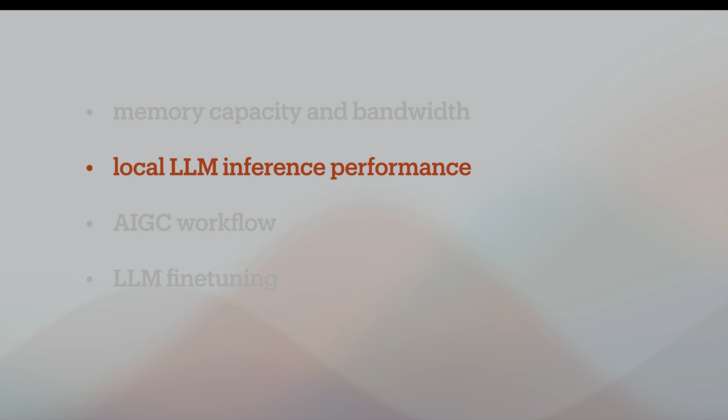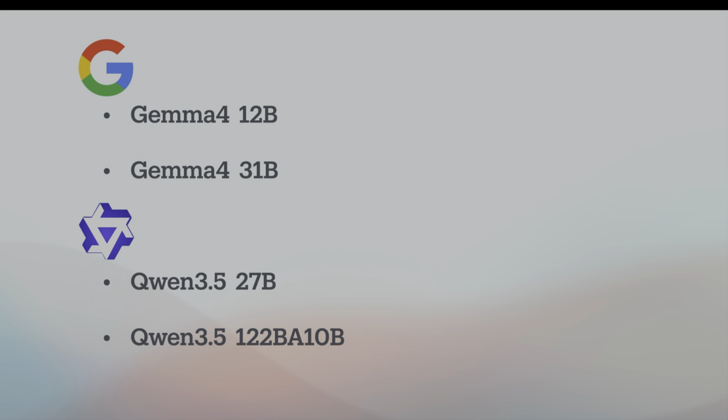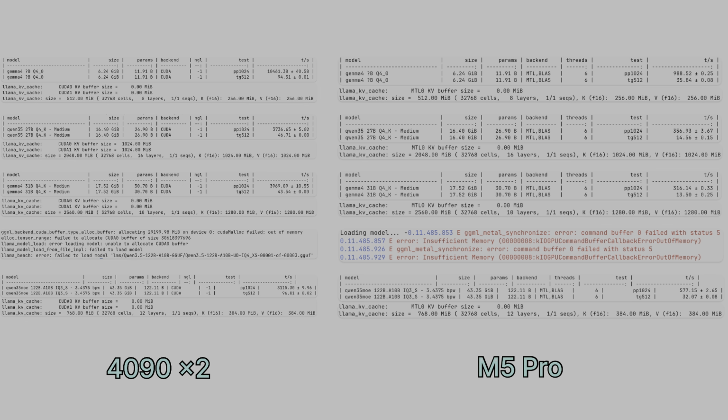Next, let's test local LLM inference performance. Unless you're dealing with very complex tasks, running an efficient large language model locally can be a strong option for both privacy and cost. For this test, I chose low-bit quantized versions of 4 models: Google's Gemma 4 12B and 31B, and Alibaba's Qwen 3.5 27B and 122B-A10B. What you are seeing now is the real benchmark data measured with llama.cpp. The dual 4090 results are on the left, and the M5 Pro results are on the right.